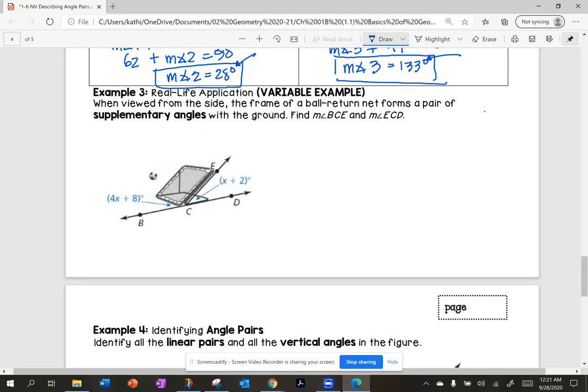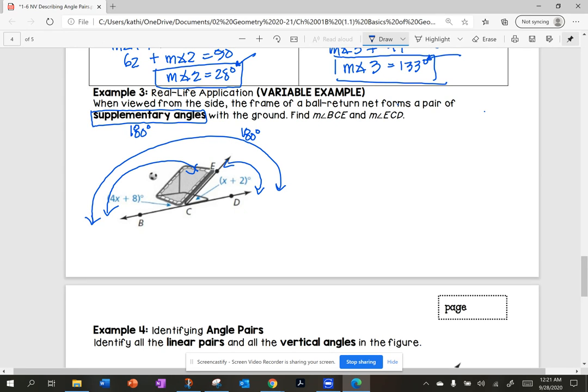Okay, so I have supplementary angles. So since I have supplementary angles, I know when I add my two angles together, they total 180. So I'm going to add my two angles. So here is one angle. And here is my second angle. And I know my two angles total 180.